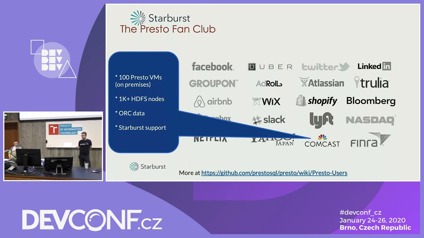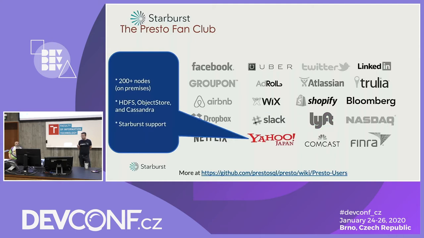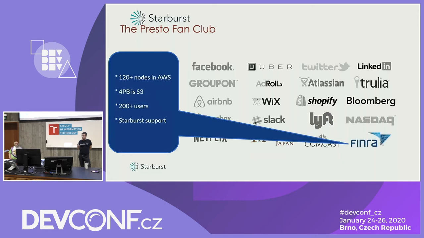Comcast is actually supported by Starburst. There is Lyft, so they use it for interactive queries, mostly reporting. There is Yahoo Japan, 200 nodes plus, also Starburst supported. FINRA is a large US company that does financial auditing, I think. So they also have 100 plus nodes and they use our support.